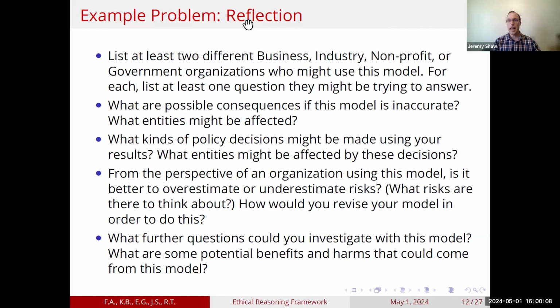Maybe this could be towards the end after the math has been done, and it would be up to the instructor to decide of these 10 bullet points. That's too many. I'm not going to go through A through Z now. So we would recommend instructors pick a small selection that suits what they want to do in the question. And maybe we can ask this first one. List at least 2 different business, industry, nonprofit, or government organizations who might use this model. For each one, list at least one question they might be trying to answer.